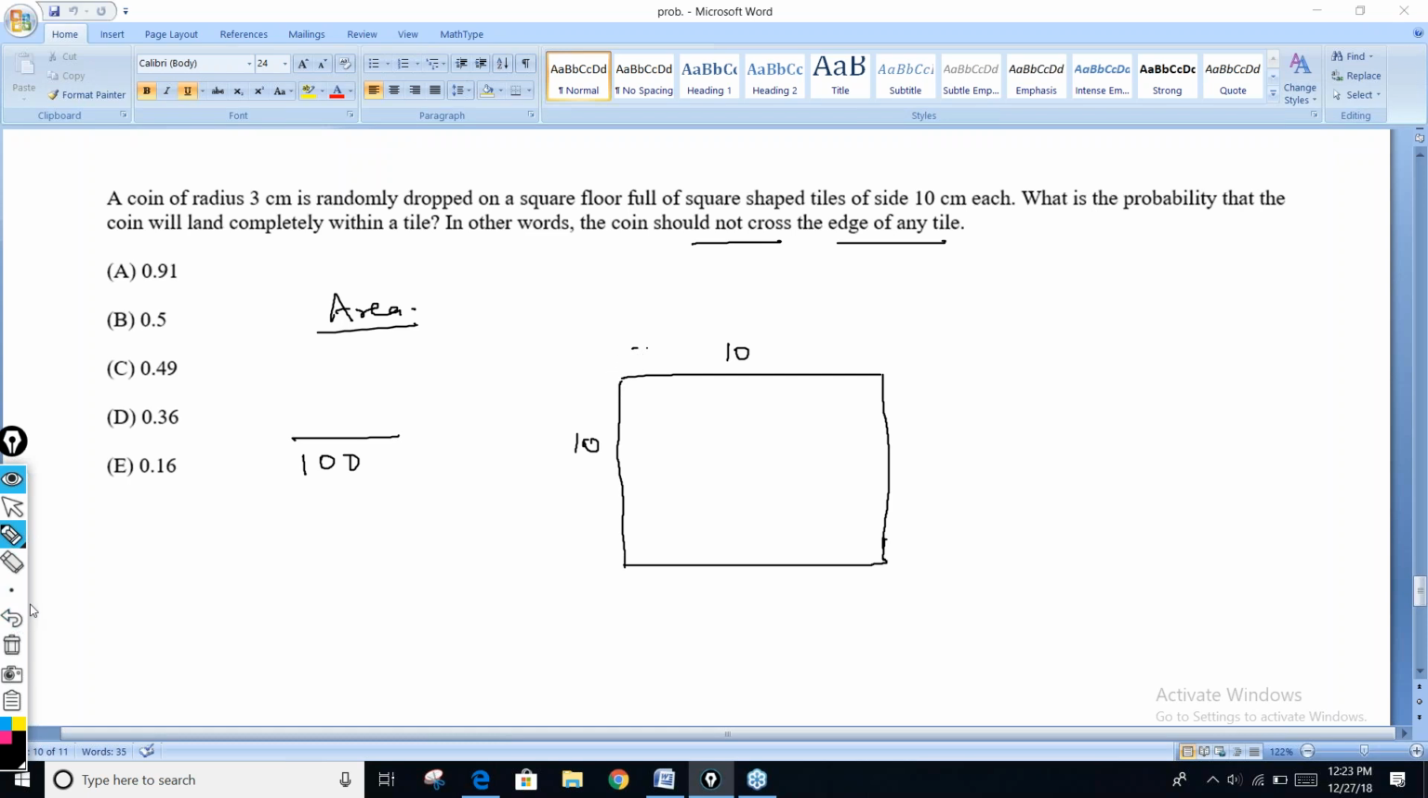So how to get the answer? Now the maximum to maximum coin can fall like this. It should not cross the edge, so it can maximum to maximum fall like this. What is the radius? Radius is 3. So what we need to do, we need to find the favorable area where it can land. So I need to leave 3 from this side. Similarly, I need to leave 3 from this side. This corner and this upper edge. Similarly, it can fall like this.